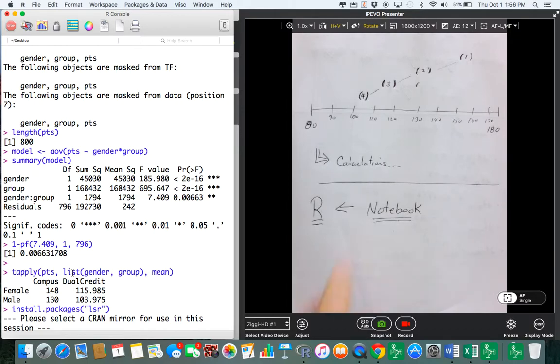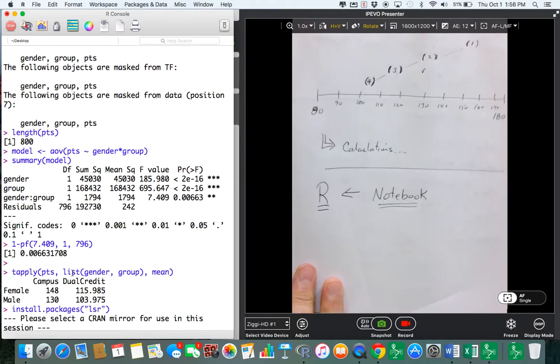I'd like to just have a place in my notebook where I can just go and say, hey, this is the way Darbro found means over the groups of 2 categories. So, and this is the way he carried out a two-way ANOVA.